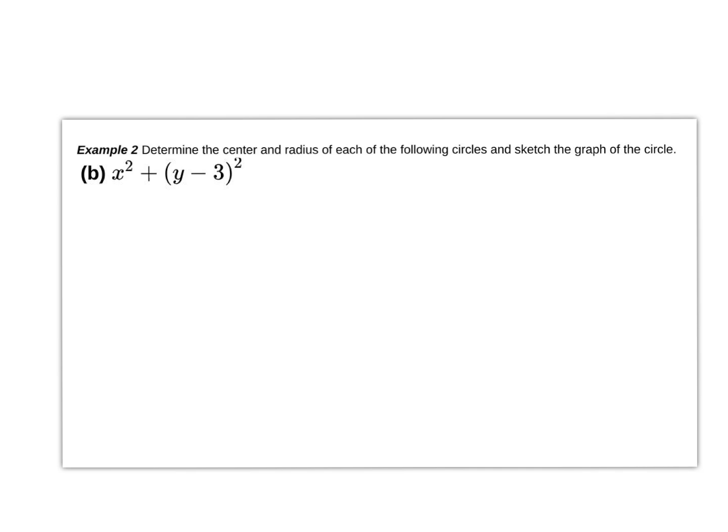All right, so example 2 is very similar. I want you to determine the center of the circle and the radius, then determine the 4 points that will create the circle, and then finally sketch a graph of the circle.